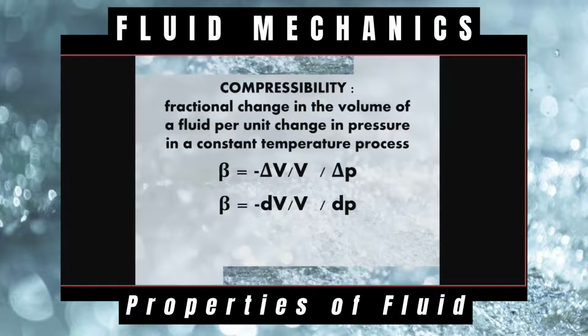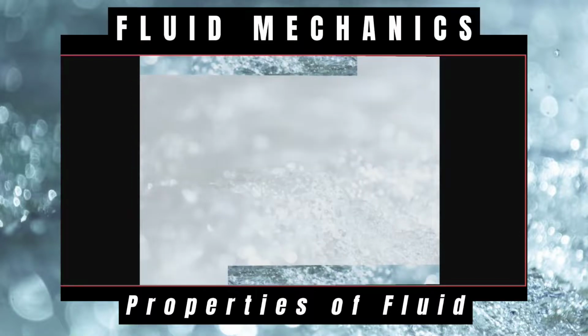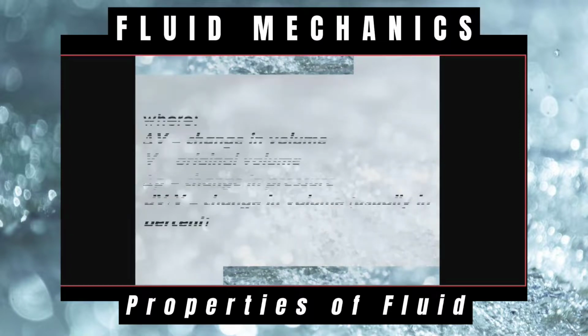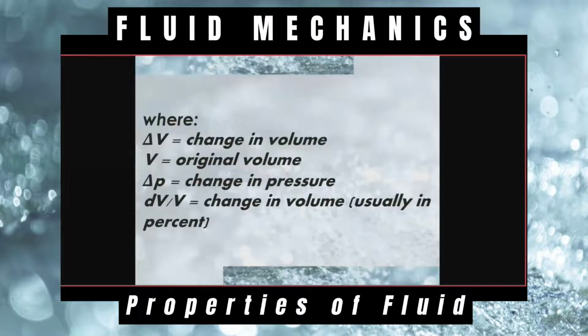So ayan yung kanyang value. So ayan yung kanyang formulas. So sabi dito, yun nga, delta V change in volume, V original volume, then delta P is the change in pressure. Tapos yung dV over V, yung kanina, 'di ba? So that is change in volume usually in percent. Kaya 'di ba negative, pag negative yan, decreasing yung percent na yon. So ayan yon, yun yung mga given sa formula.